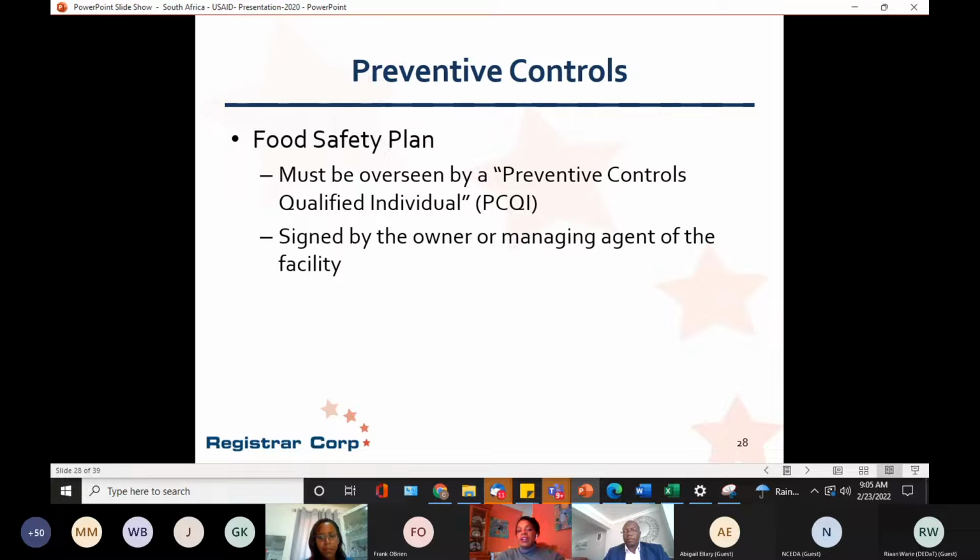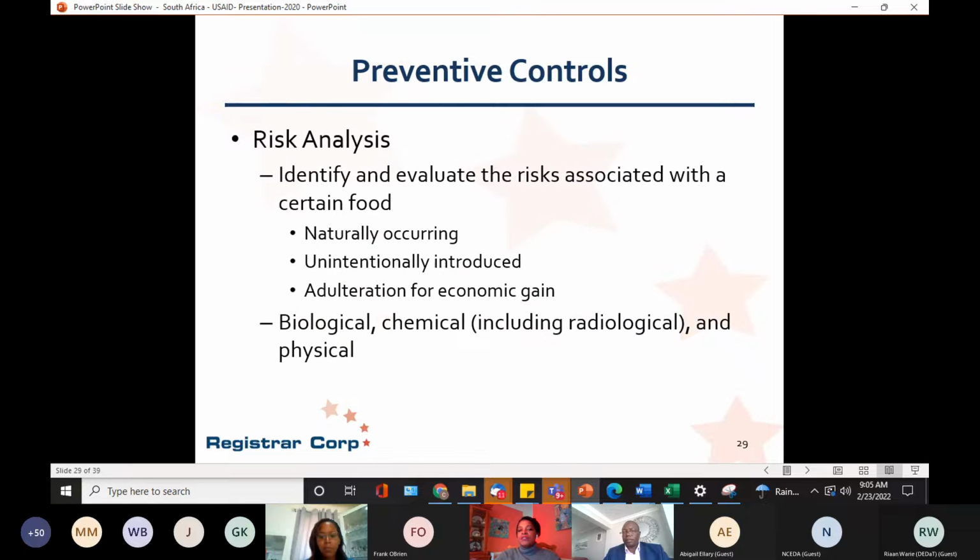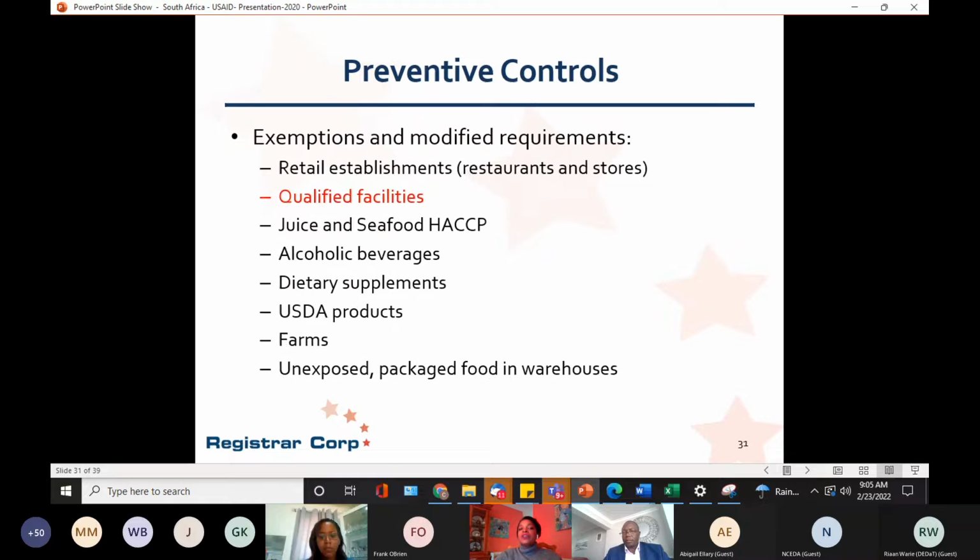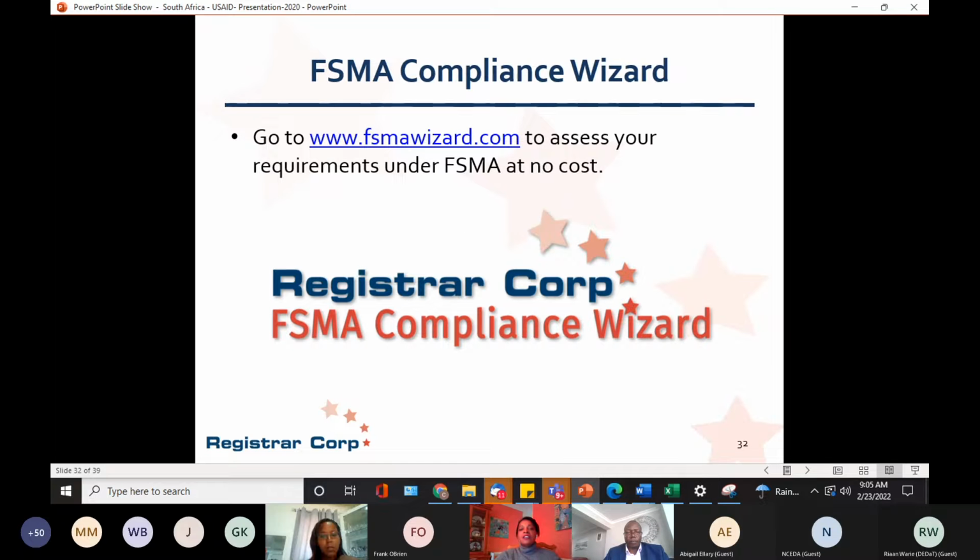Under the new regulation, FDA says you have to have a qualified individual that will administer and write this and oversee your food safety plan at your plant. Make sure that you have that. If FDA comes and inspects you, you have to have a qualified individual. Here are some exempt types of food that don't have to have the new United States food safety plan. As you see, juice and seafood is one of them. Alcohol beverages is another. Dietary supplements are exempt, but their ingredients are not for dietary supplements.